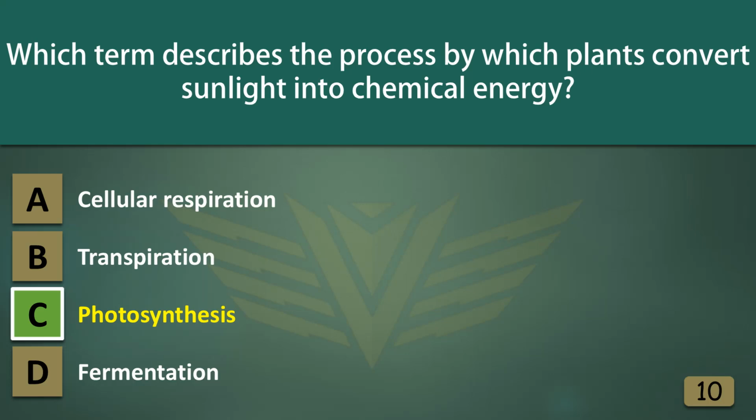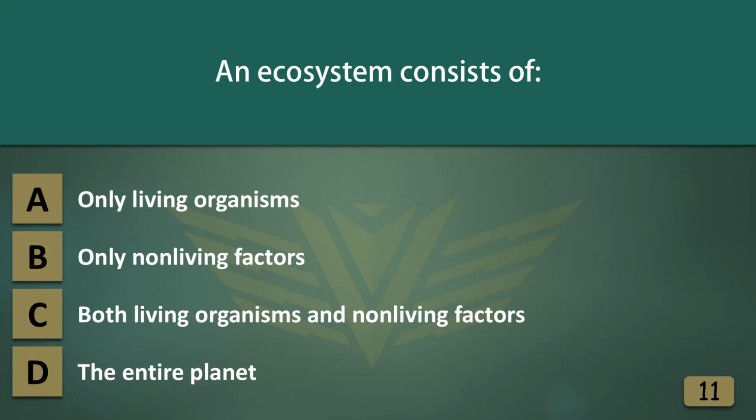and oxygen. An ecosystem consists of A. Only living organisms. B. Only non-living factors. C. Both living organisms and non-living factors. D. The entire planet. The correct answer is C. Both living organisms and non-living factors. An ecosystem consists of both living organisms, biotic factors, and non-living factors, abiotic factors, that interact with one another in a specific environment.